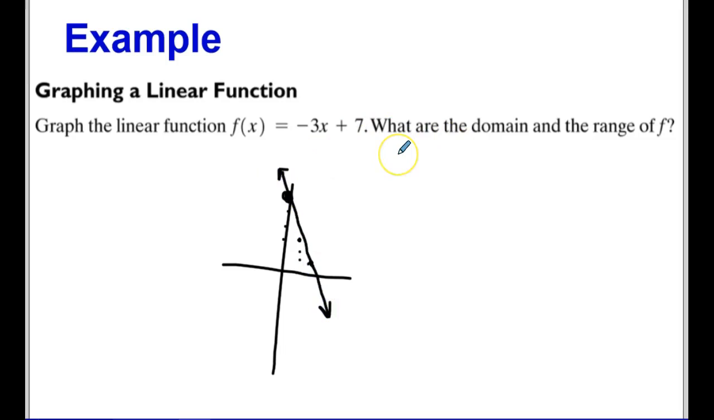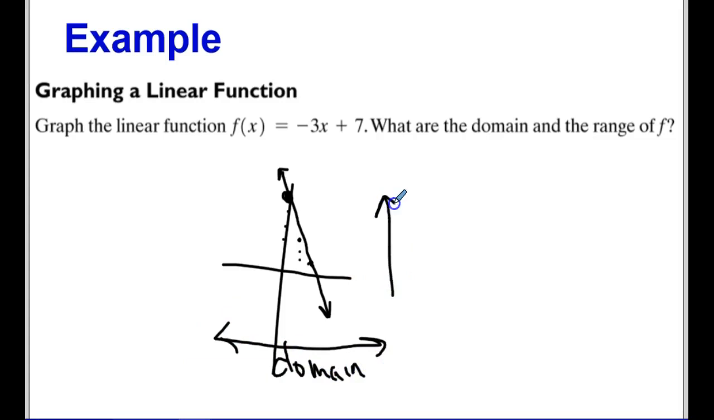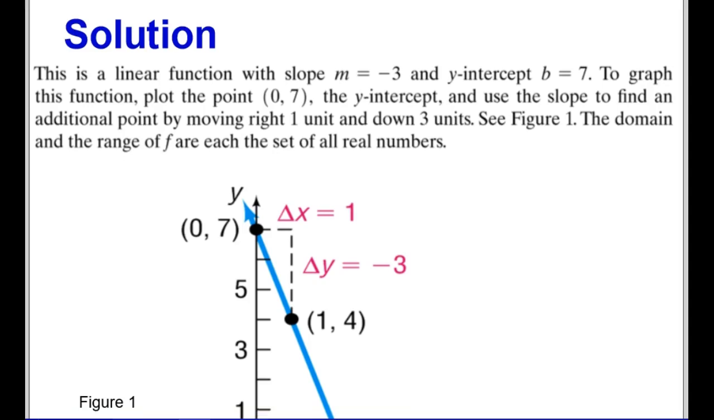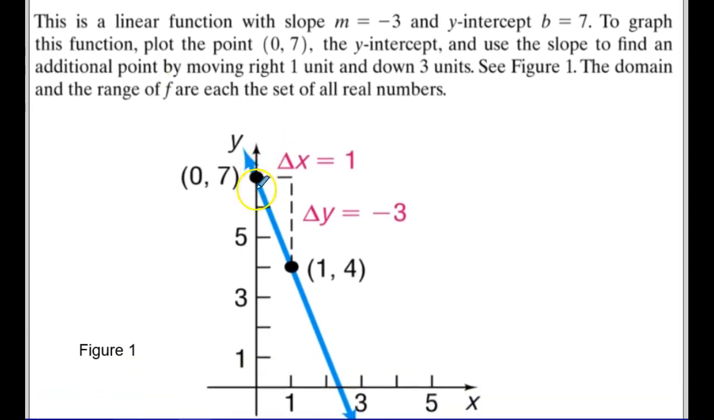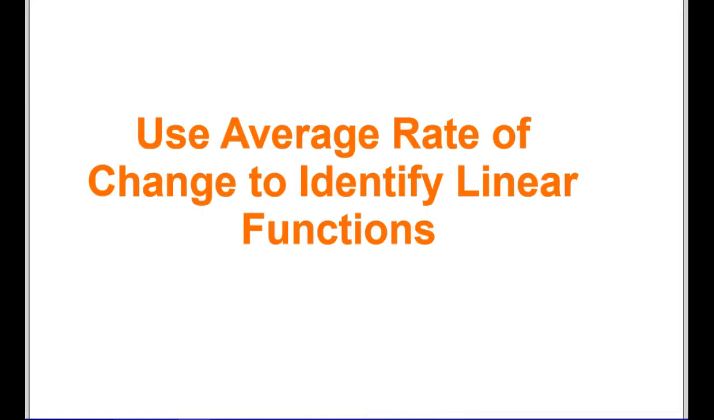Okay. So now I'm asked what the domain and range of f are. When I'm dealing with any function, the domain is my x values, and my range is my y values. So here I see with this linear function that my domain continues on in both directions, so that would be all real numbers. And my range also continues in both directions, so the range is also all real numbers. So here's another picture that we've seen. I start at my y-intercept, and I go with my slope. I go down 3 over 1, down 3 over 1, and I connect those dots. I also see that my domain and range are all real numbers.